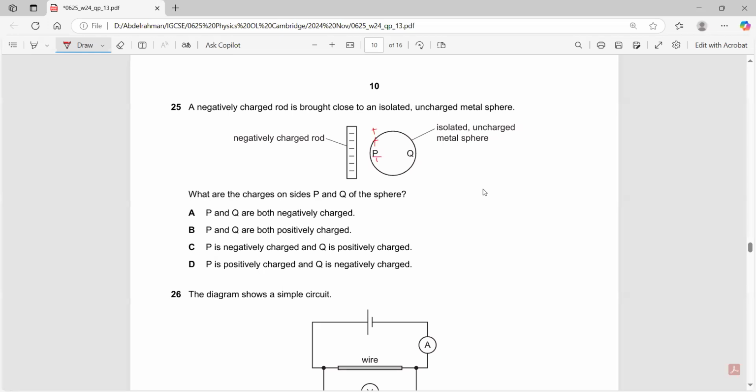Because it's attracted to the negative rod. What about Q? It would be negative because they are repelled. So P is positively charged and Q is negatively charged. It has to do with repulsion and attraction.